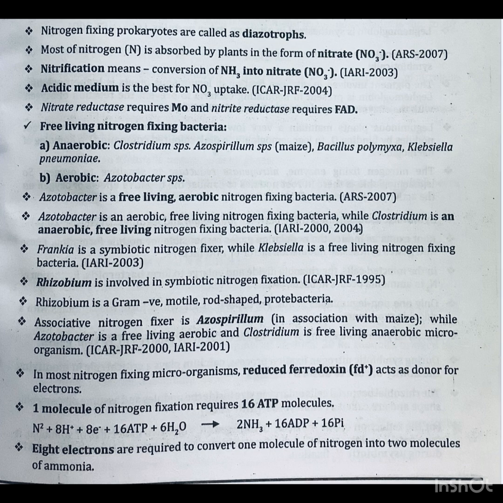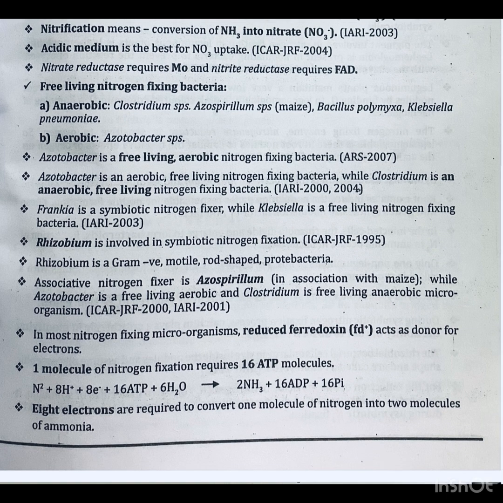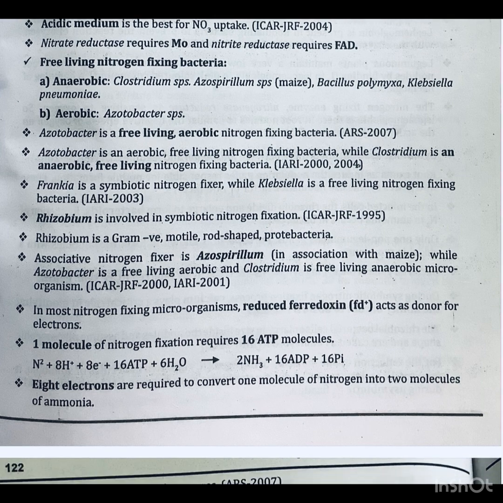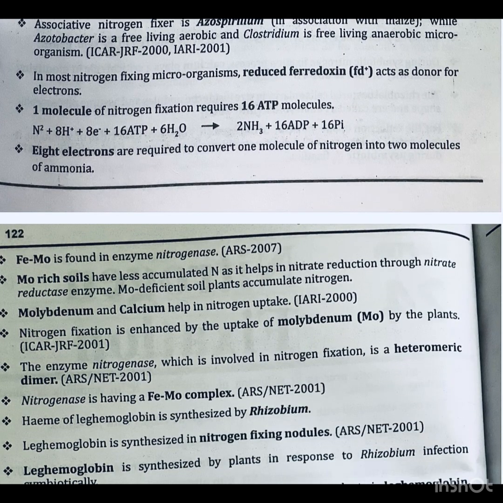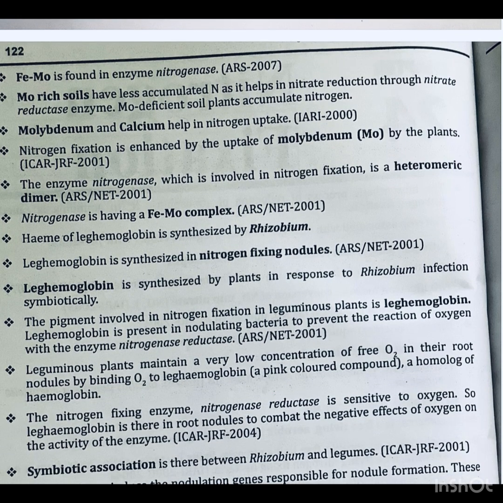In most nitrogen-fixing microorganisms, reduced ferredoxin acts as a donor for electrons. One molecule of nitrogen fixation requires 16 ATP molecules, as you can see here in the reaction. Eight electrons are required to convert one molecule of nitrogen into 2 molecules of ammonia. Ferrous molybdenum is found in the enzyme nitrogenase. Question asked in ARS 2007.